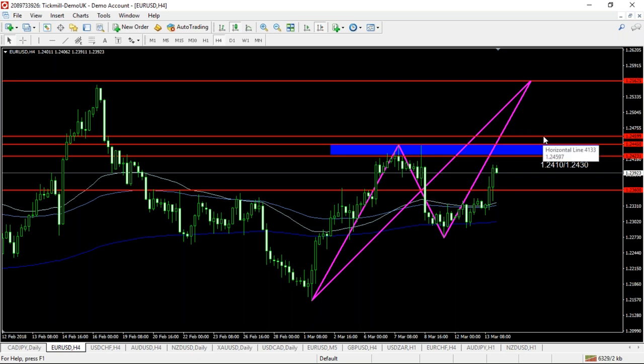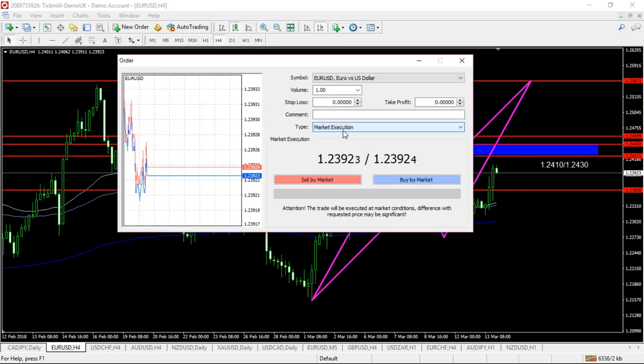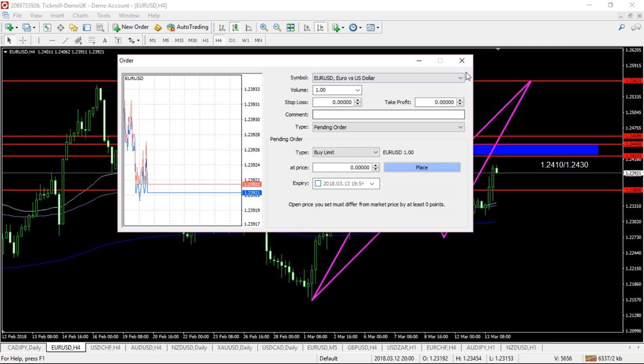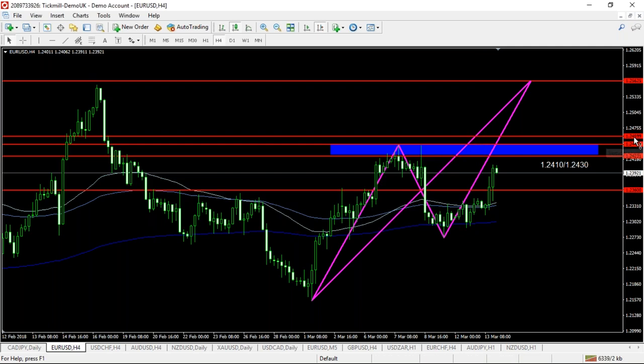Now, if you were to enter a buy at 2460, let's say, you can do a pending order on this one. 2460, very easy. You go into your new order section right there, and you change your market execution order here to a pending order. You insert the price 1.2460 as your potential buying price.